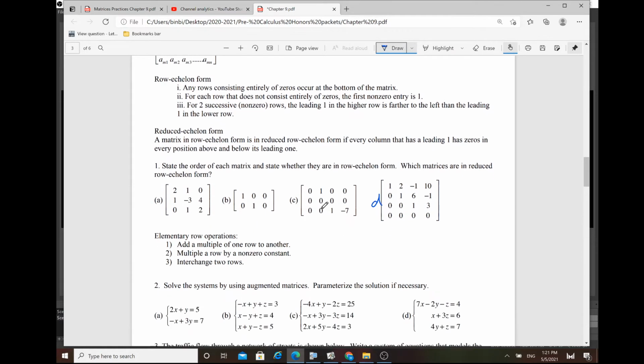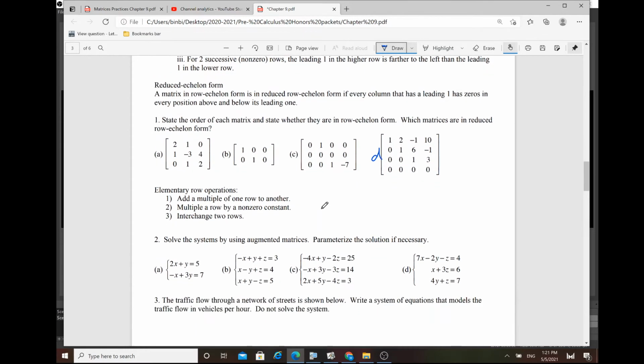Now, what about solving the system with the augmented matrix by using elementary row operations, or the reduced row echelon process? Here are the steps that you can follow. You can add a multiple of one row to another, multiply a row by a nonzero constant, or interchange two rows, in any order. We're going to do some examples like this.